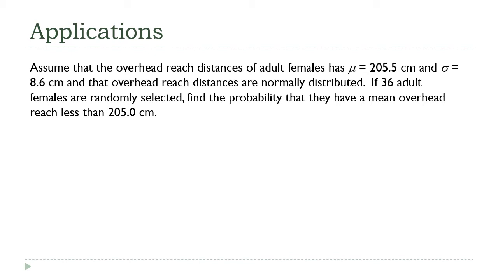Okay, so we're looking at a group of people. We're talking about 36 adult females, so I'm thinking central limit theorem situation. What are we talking about? We're talking about overhead reach distances, but that's more or less the length of your arm, right?